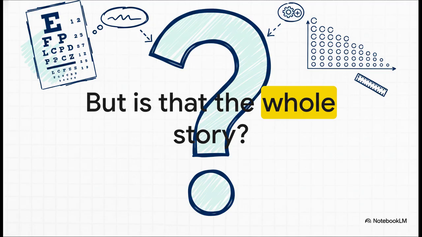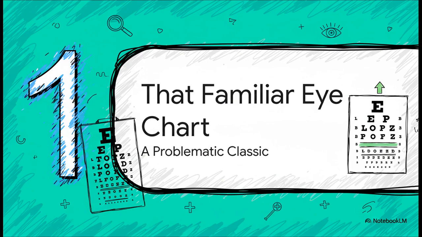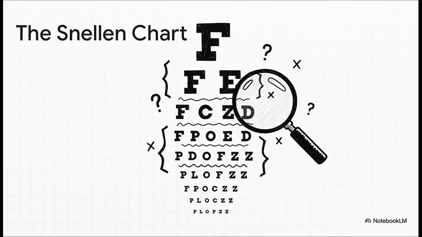So let's turn to page 1. We're going to start with the instrument that actually gave us 20/20, that classic eye chart. And we're going to see why, even though everyone knows it, modern science really demanded something far more precise. So this is the Snellen chart. It was developed way back in 1862, and its design is, well, it's iconic.